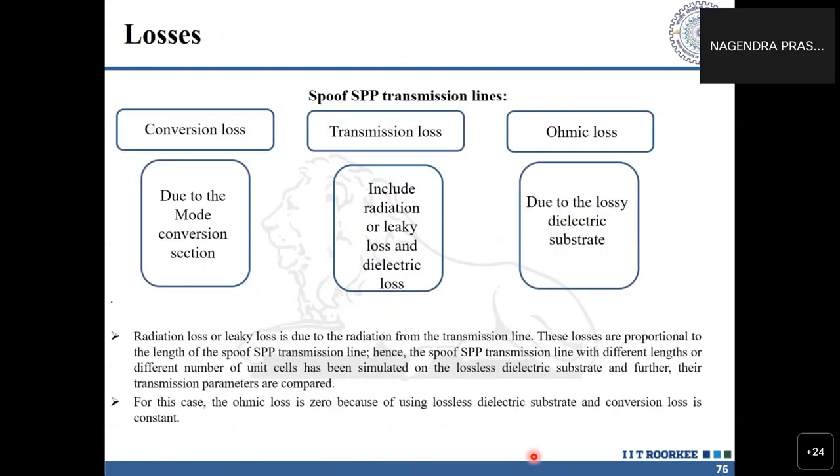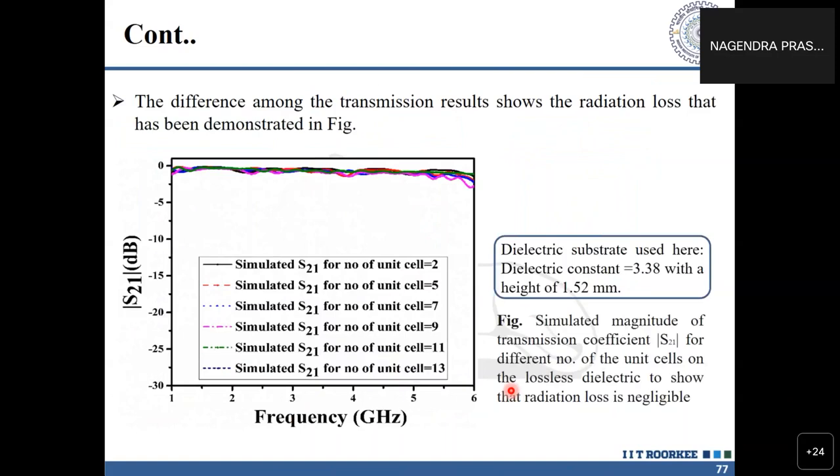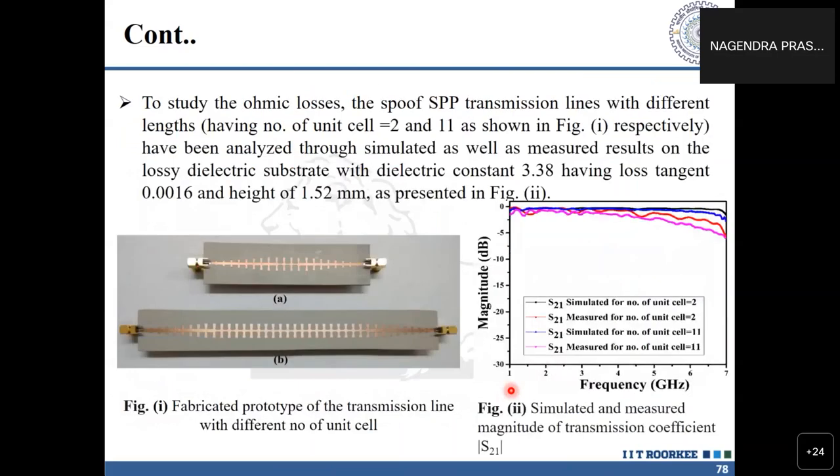Then the losses in the spoof SPP transmission lines are analyzed. The losses are conversion loss, transmission loss, and ohmic losses. Conversion loss is due to the mode conversion section. Transmission loss includes radiation or leaky loss and dielectric loss, while ohmic loss is because of the lossy dielectric substrate. Then this is the simulated parameter S21, and you can see that it is quite good. This is another one to study the ohmic losses in our own structure. They found out how it affects the magnitude of the transmission coefficient with the number of unit cells.